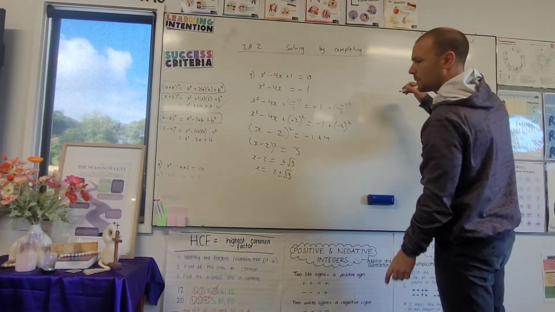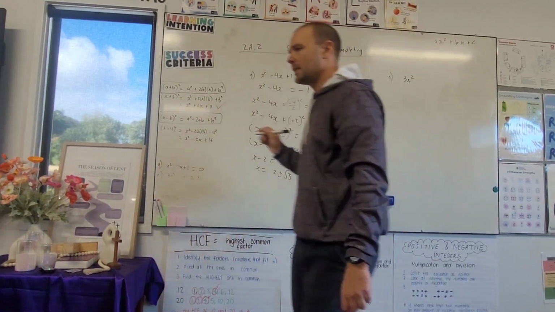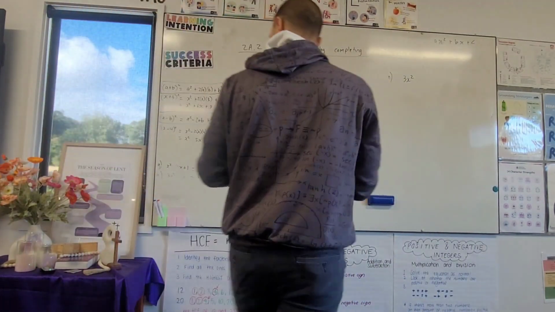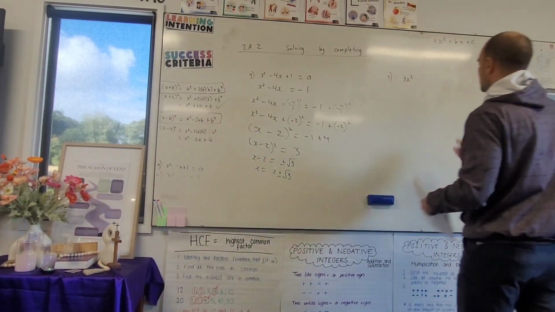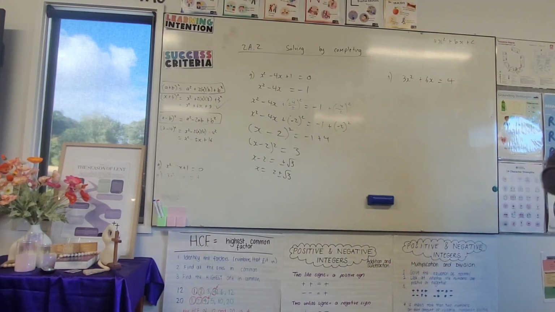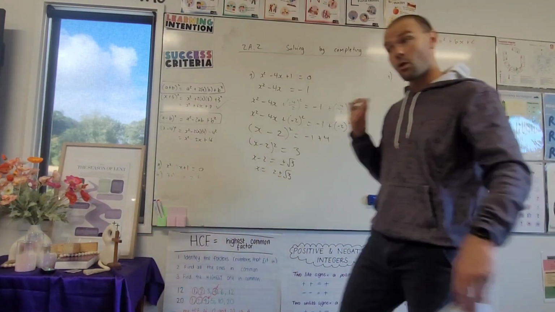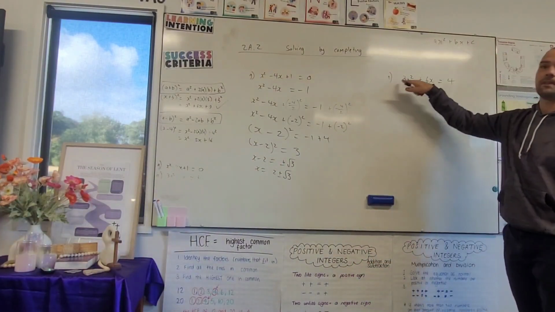And for our last one here, h, this one's a little bit different again because we have a 3 out the front. We have 3x squared plus 6x equals 4. Now, whenever we have a number out the front and we're solving an equation by completing the square, we're always going to get rid of that 3.